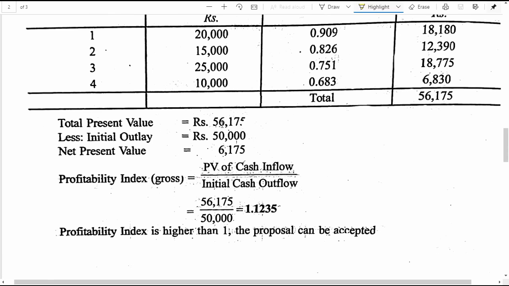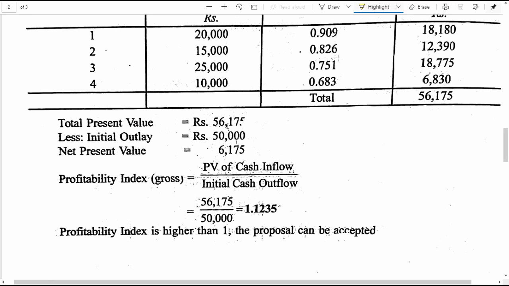Now let's look at the calculation down here. Total present value of cash inflows comes to 56,175 less initial cash outlay 50,000, you get the balance 6,175. This is the net present value. So here they have calculated net present value also. However, this has not been asked for. We will make use of only these two figures to calculate the profitability index.